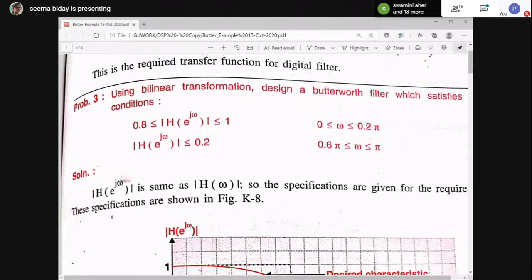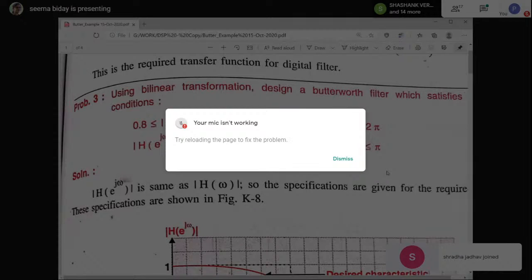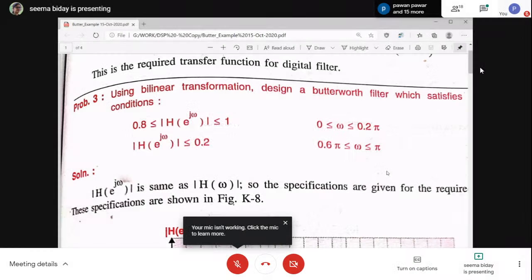Have you noted the example? Now this is for 10 marks. You refer to any question paper. In 100% of question papers, there is one question on Butterworth filter design using either bilinear or impulse invariant. You can refer to all 10 years of papers and you will find that there is one question. So 100% this is there.